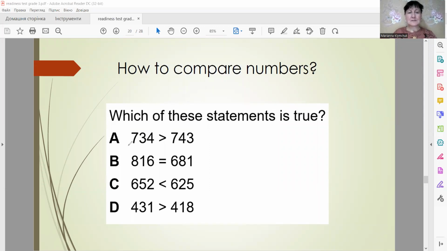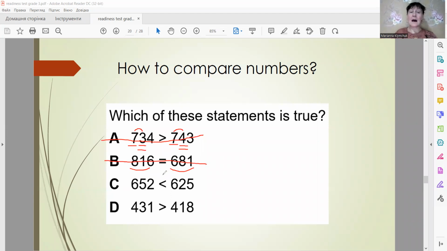I look at hundreds. If they are the same, I move to tens. Now I compare tens. And I see that 3 is greater than 4. Is it correct? No. So this cannot be true. Next, it's easy because you see the two different numbers, they cannot be equal. 800 cannot be 600. So this is not correct.